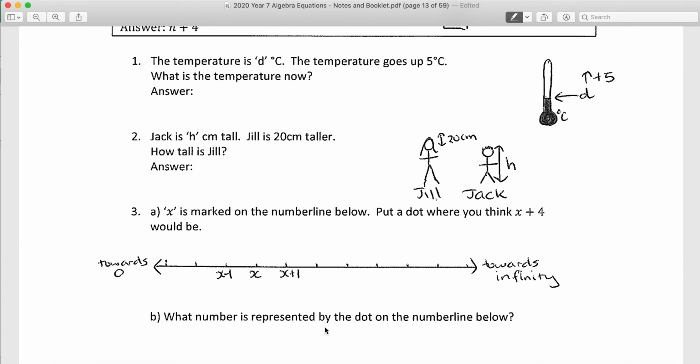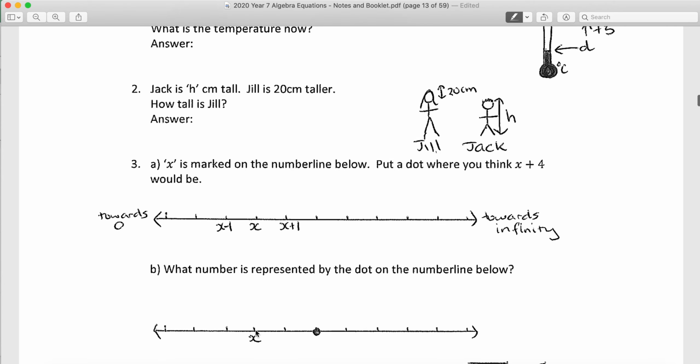What number is represented by the dot on the number line below? Here I'm starting with X, okay? And this is the dot. Now this is the question: what number is represented by this dot? If I'm moving to the left, what will this one be? The same as before: X take away 1, this one X take away 2, this one X take away 3. Now if I'm going to the right, this one will be X plus 1, therefore this one is X plus 2. Wonderful, girls.